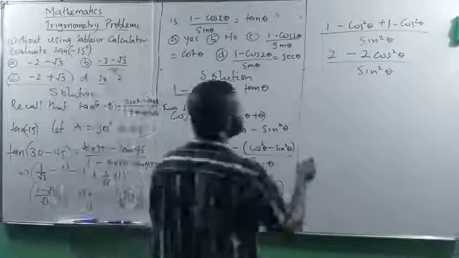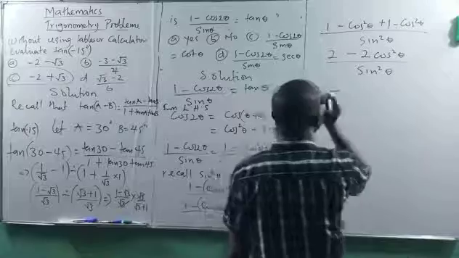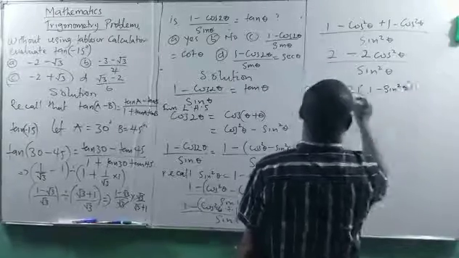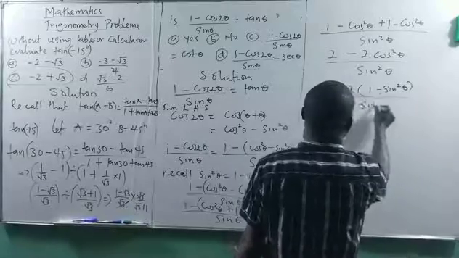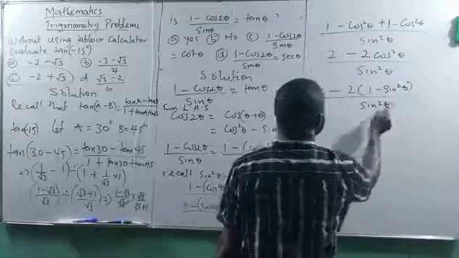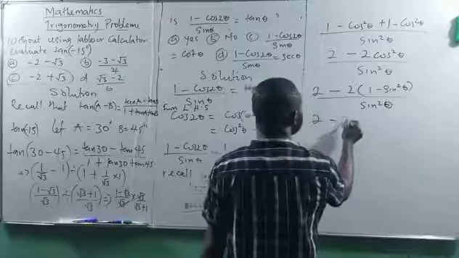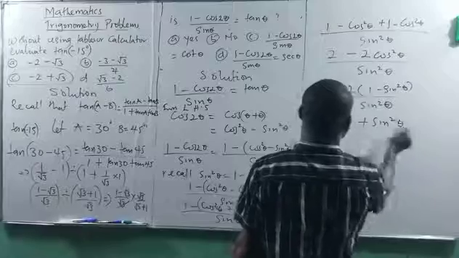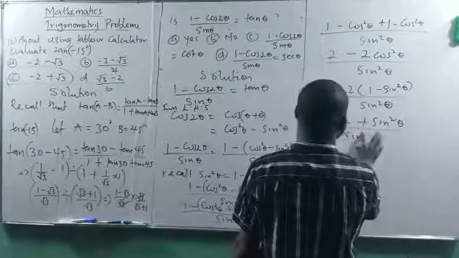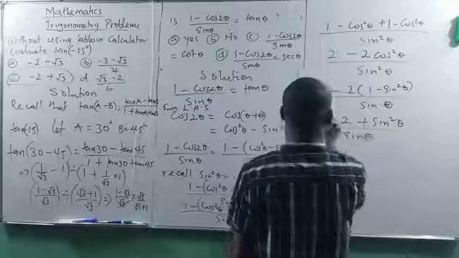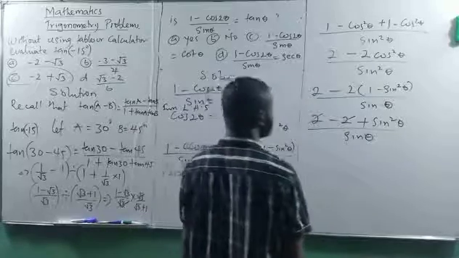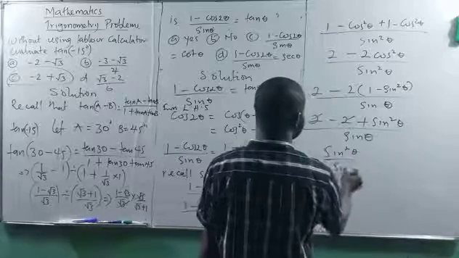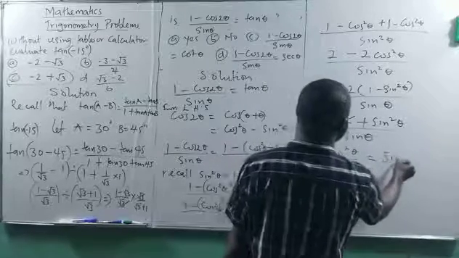I can now move on by saying 2 minus 2 bracket of 1 minus sine square theta, because I've told you earlier that that is equal to that. Now I think 2 minus 2 plus 2 sine square theta all over sine theta. Now we cancel this, left with this. It means sine square theta all over sine will be equal to sine only.